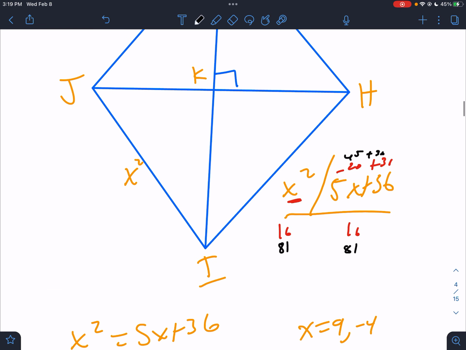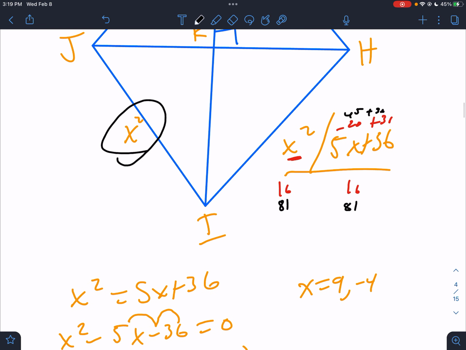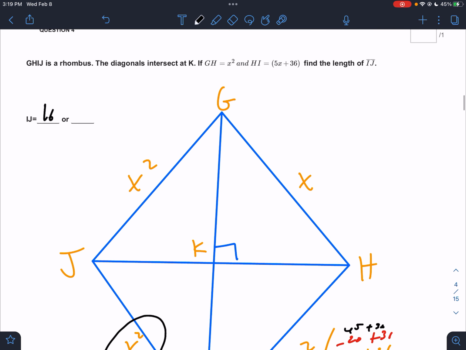Find the length of IJ. Well, that's the same size again. So it's going to be 16 or 81. It's got to be one of those.